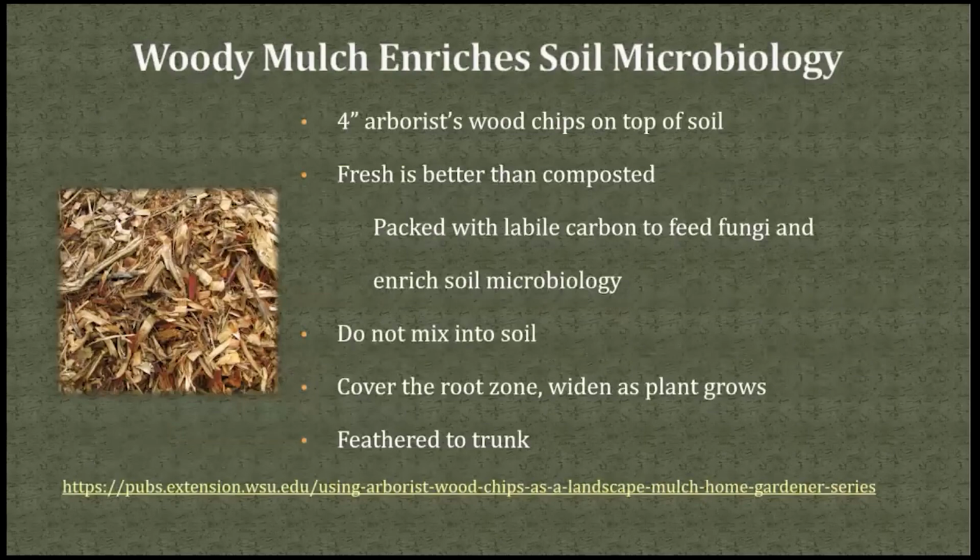So if you choose to do woody mulch, 4 inches, fresh is better than composted because the fresh material has carbon in the form that's ready to be used. And that's the ideal food for fungi to feed upon and to enrich the soil microbiology. And of course, as a mulch, it stays on the top. You want to cover the entire root zone, and as the tree grows, the root zone expands, you want to widen it and feather to the trunk.